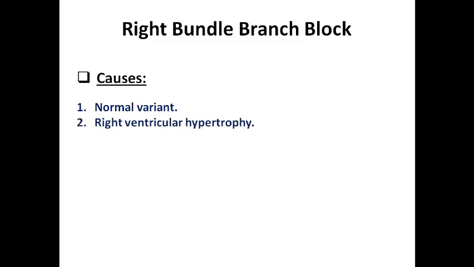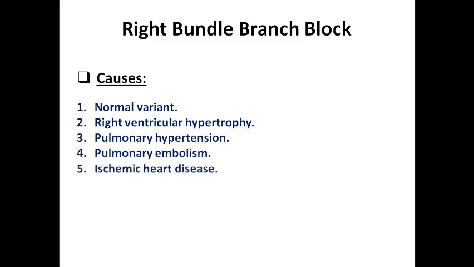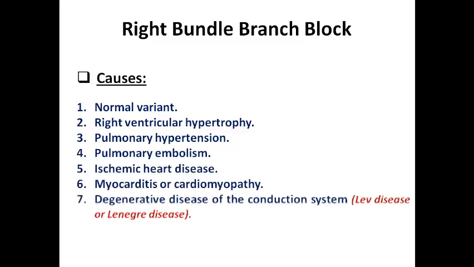But some pathologies may cause right bundle branch block, like right ventricular hypertrophy, pulmonary hypertension, pulmonary embolism, ischemic heart disease, myocarditis or cardiomyopathy, degenerative disease of the conductive system like Lev disease or Lenègre disease, and of course congenital heart disease affecting mainly the right ventricle like ASD or tetralogy of Fallot can show right bundle branch block.